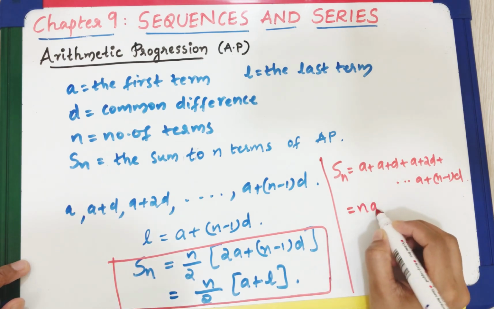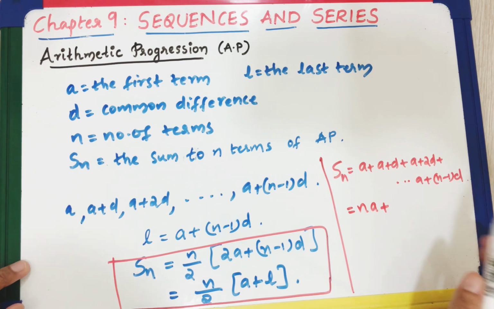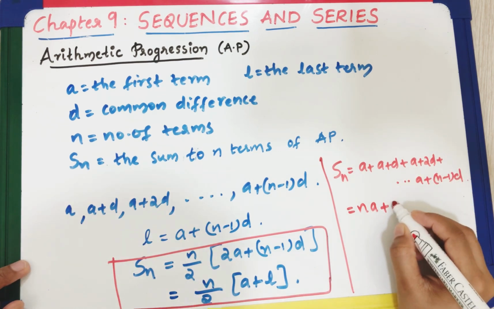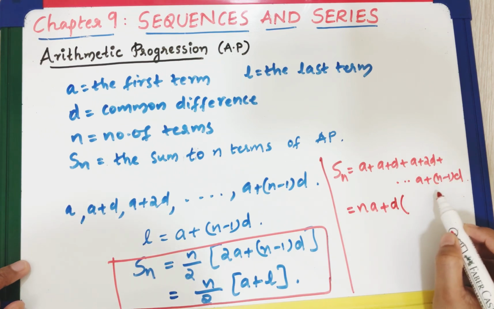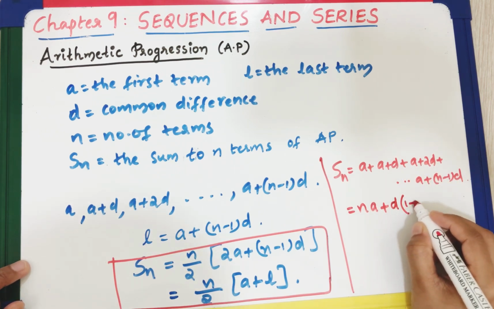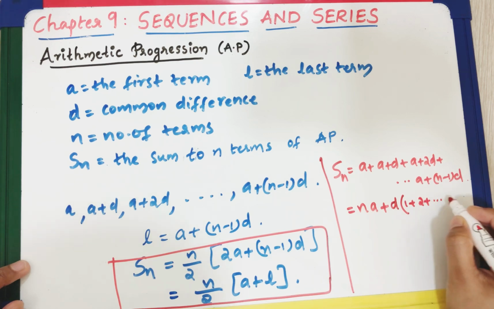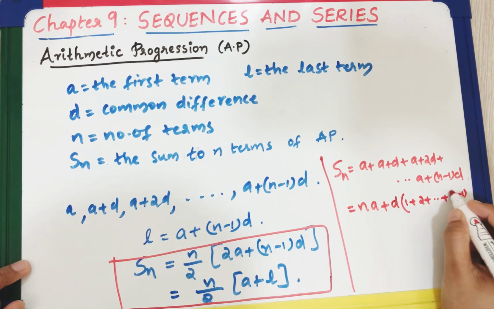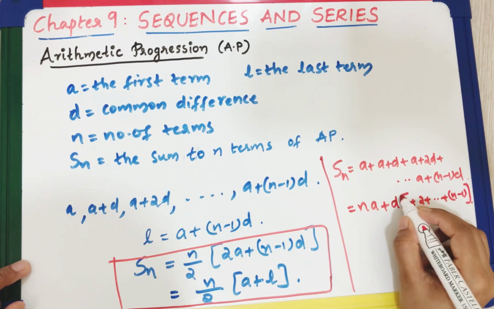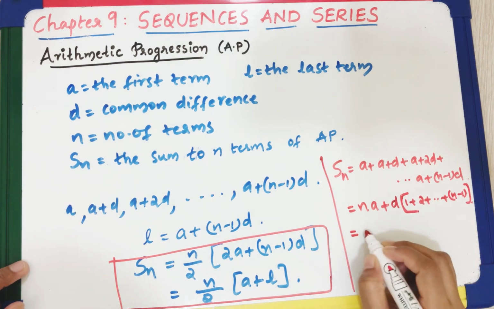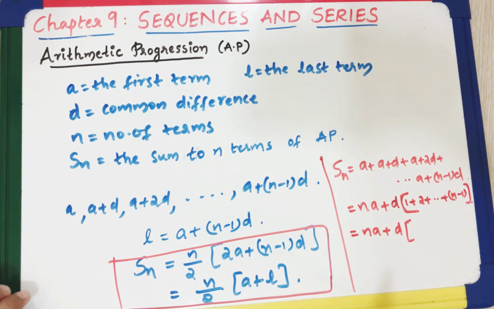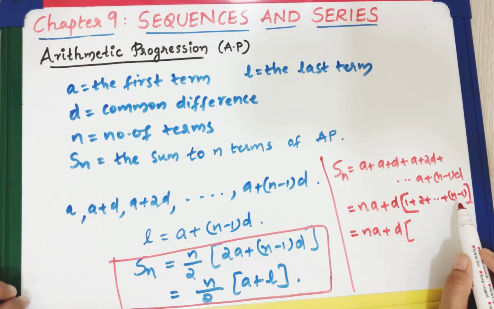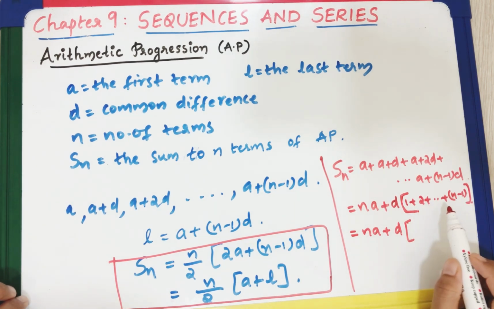This is n into a plus, now take d common here, d into, we have 1 plus 2 plus etc. plus n minus 1, which is equal to n a plus d into the sum to n minus 1 terms of natural numbers.